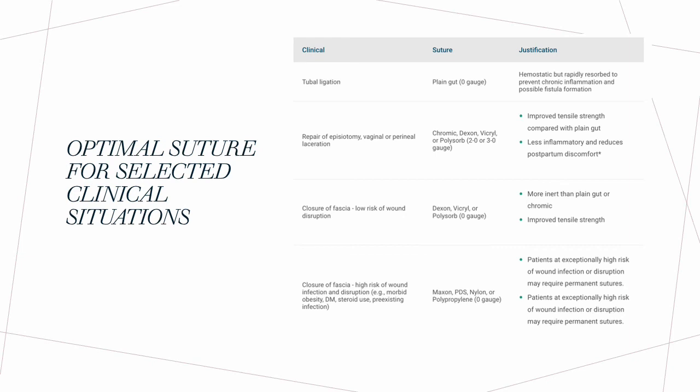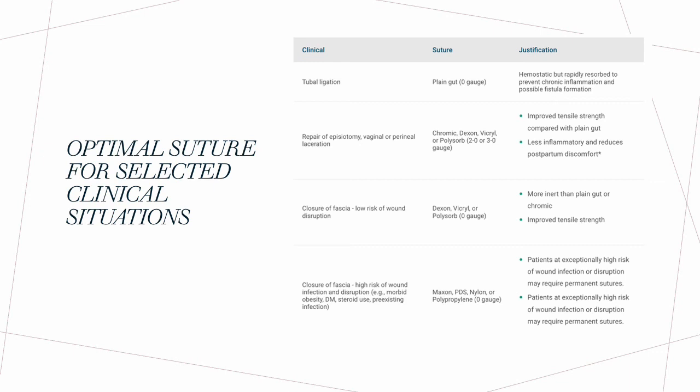For repair of episiotomy or vaginal or perineal lacerations, I think we largely use Vicryl, but you'll also see chromic being used as well, or Polysorb, which is another brand name for polyglactin. So this has improved tensile strength when compared to plain gut and is less inflammatory and reduces postpartum discomfort. These are studies looking at Vicryl versus chromic for episiotomy repair. For closure of fascia with a low risk of wound dehiscence, Vicryl or Polysorb, this is the polyglactin if you go back to that table.